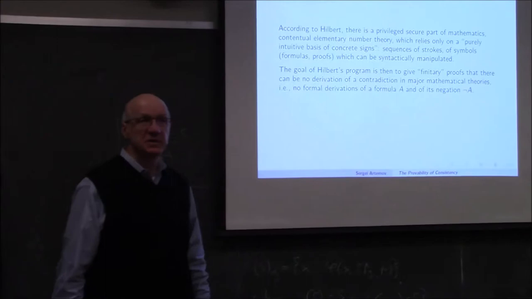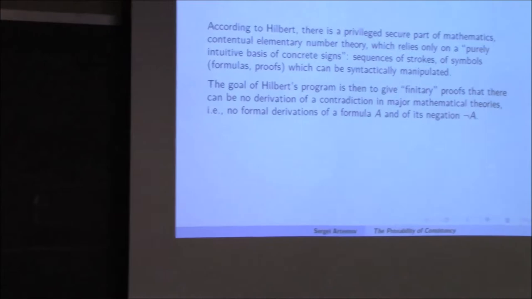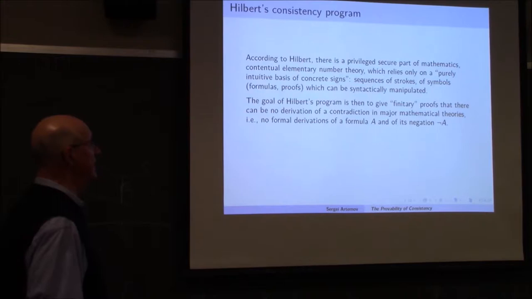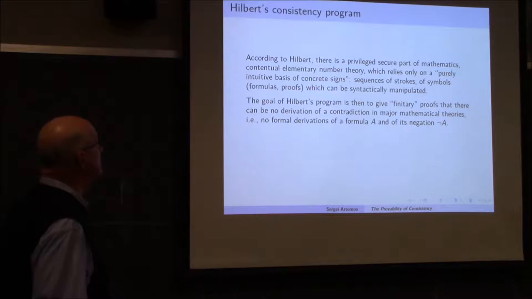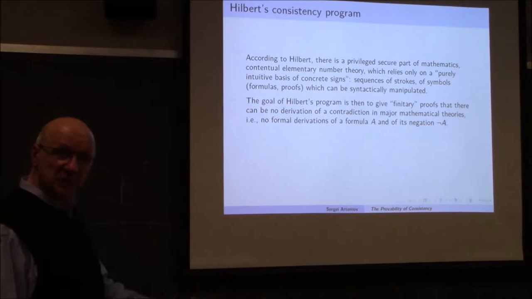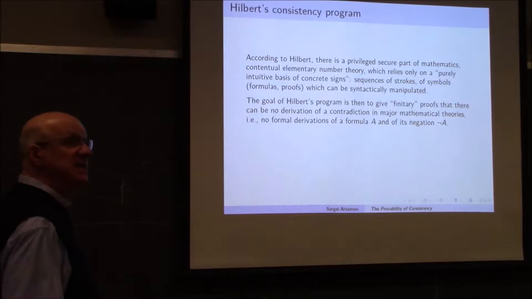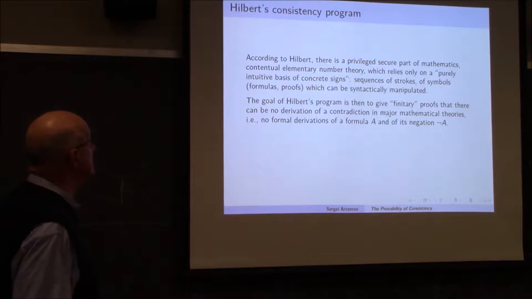First I have to describe a secure, trusted part of mathematics. According to Hilbert, it was something around contentual elementary number theory, which relies only on a purely intuitive basis of concrete science. We'll immediately leave this kind of philosophy and try to be as specific and as pragmatic as we can. But in particular, there are enough examples to give us the idea and a generic definition of finitistic objects: sequences of strokes, symbols, formulas, proofs, which can be syntactically manipulated.